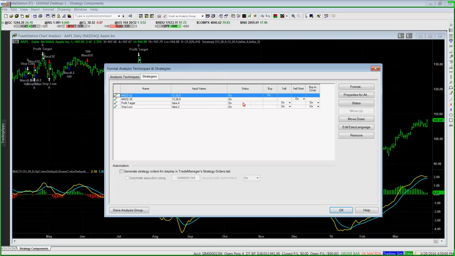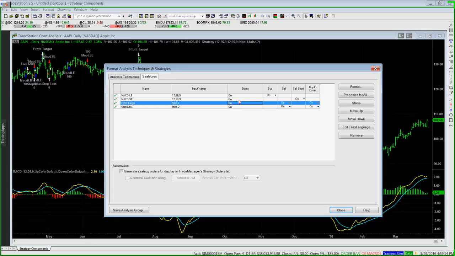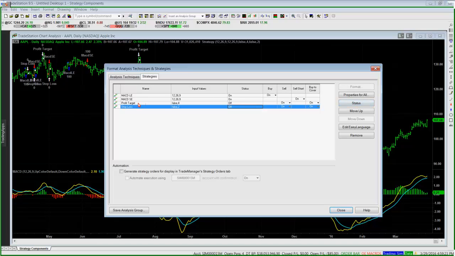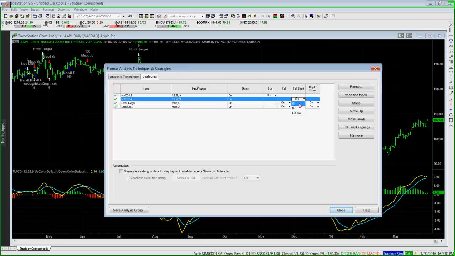So for example, let's say that we wanted to test just the long MACD idea. So I want to test just going long MACD, but closing the position when the MACD goes negative, when it goes below zero. Right here in the Format Strategy dialog, I can adjust the rules of my strategy simply by turning off some components. So here I'm going to turn off the profit target and stop loss. And for the short entry for the MACD, I'm not going to turn it off, but I'm going to use it as an exit only.